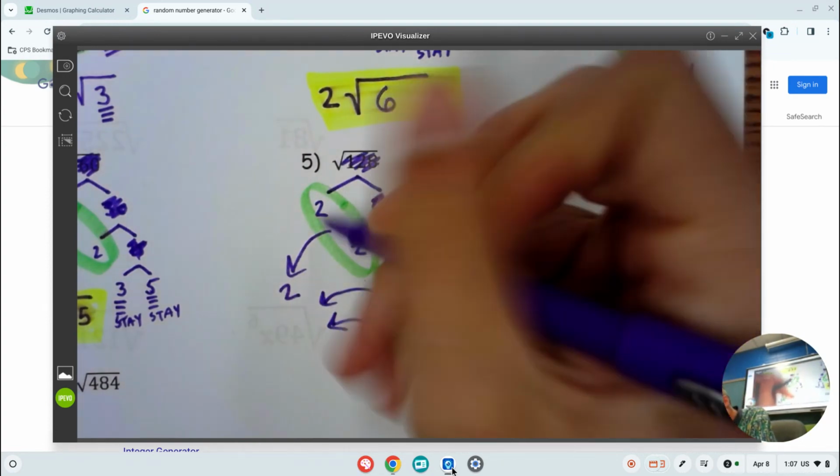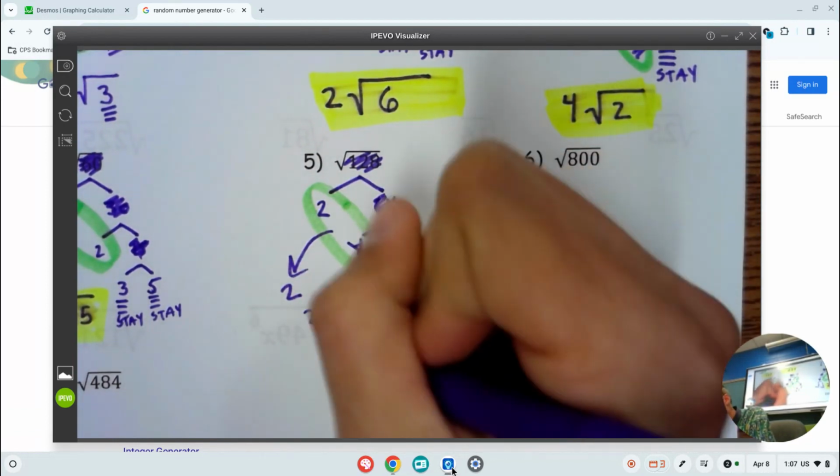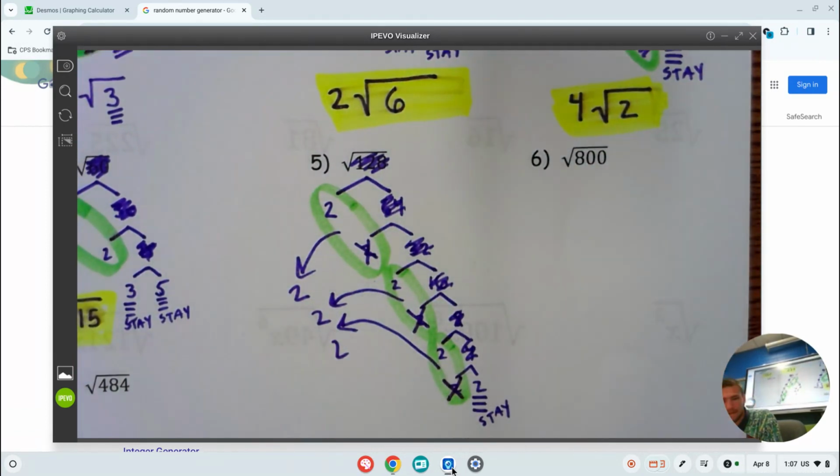One of them's going to make it. One of them's going to die. One of them's going to make it. One of them's going to die. One of them's going to make it. One of them's going to die.